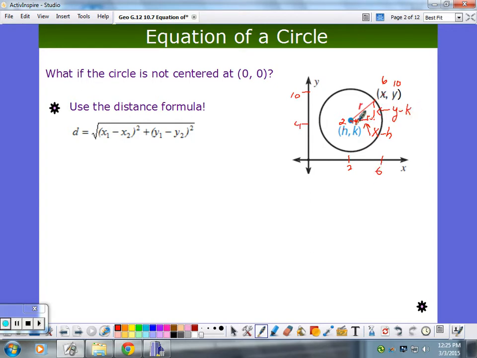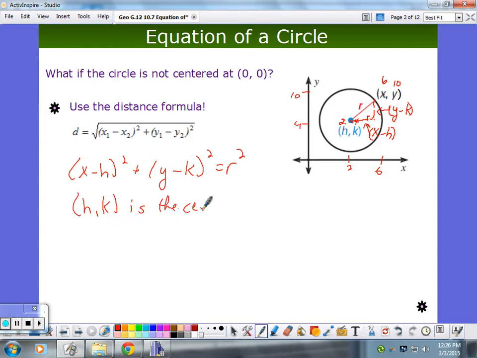So if I use the Pythagorean theorem, this thing squared plus this thing squared is r squared. So x minus h squared plus y minus k squared equals r squared. That's the generalized standard form of each circle where h comma k is the center. So when I said we're centered at the origin, think what happens to h comma k. h would be 0 and k would be 0. x squared plus y squared is r squared. So it is the same equation. It's just that when you're at 0, 0, you don't see it.